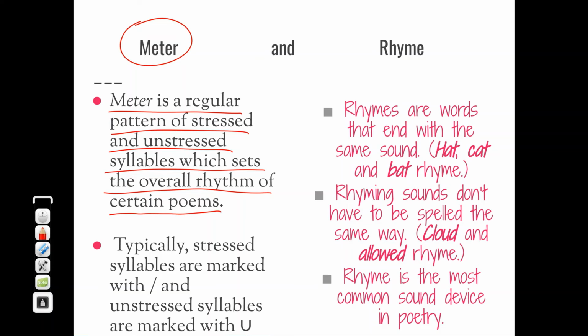And then you can write this down right down here, but typically stressed syllables are marked with this symbol and unstressed syllables are marked with this symbol. And that allows us to know what the emphasis is within those words or phrases. If something's stressed, that means that's the sound that comes through. If something is unstressed, that means that it's not as loud.